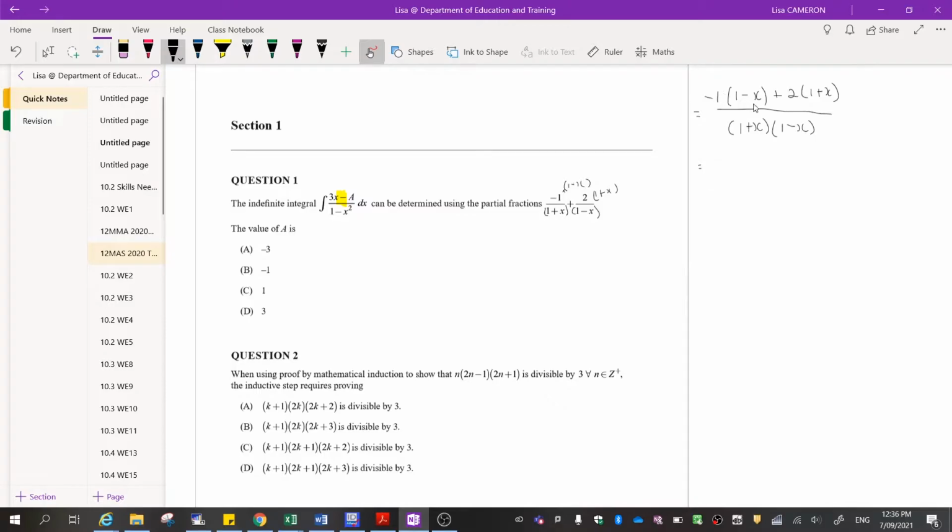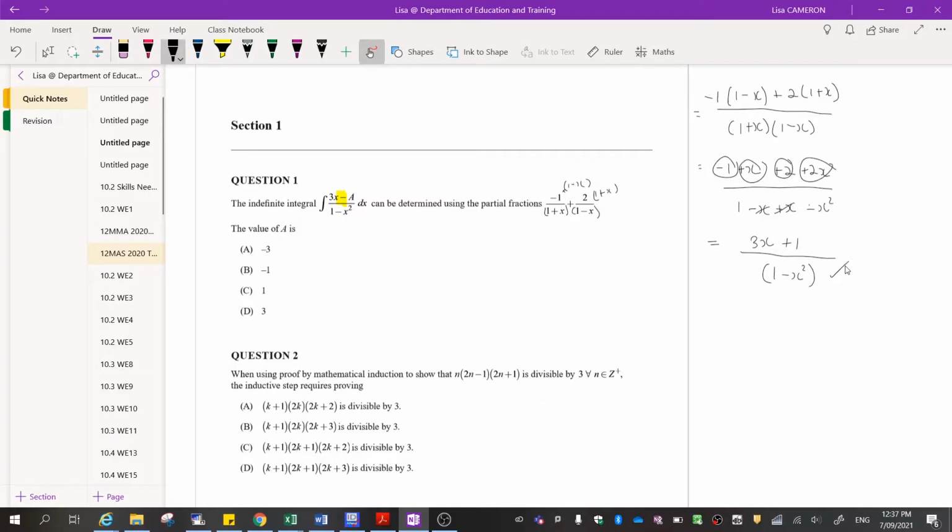Next thing I'm going to do, expand this out. So I'll have -1 plus x plus 2 plus 2x all over 1 times 1 is 1. 1 times -x makes -x. That times that makes a positive x minus x squared. So these two terms are going to cancel out. Now the next thing I'm going to do is collect my like terms. So I'll collect my x's first, 3x, and then I'll collect my 1's. On the bottom, I'll have 1 minus x squared.